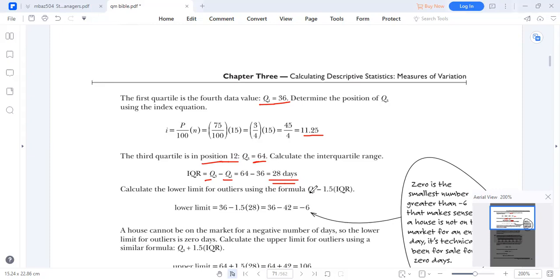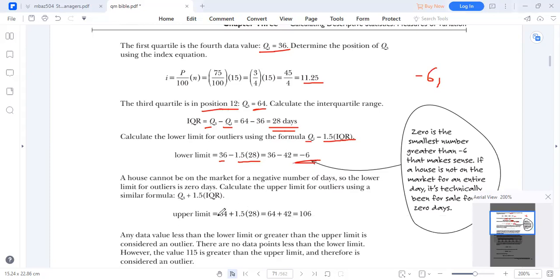So to find the lower limit, it's Q1 minus 1.5 IQR. Q1 was 36, and 1.5 times 28 is 42. So this is 36 minus 42, which is negative what? Negative 6. So that is on the lower part, negative 6.